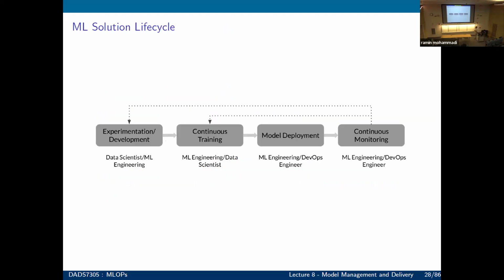Now, if you put all of this together, you can find where the ML engineer roles come in. Experimentation development is data scientists, ML engineers. Continuous training, ML engineers, data scientists. Model deployment, ML engineers, DevOps engineer. And continuous monitoring, ML engineer, DevOps engineer.